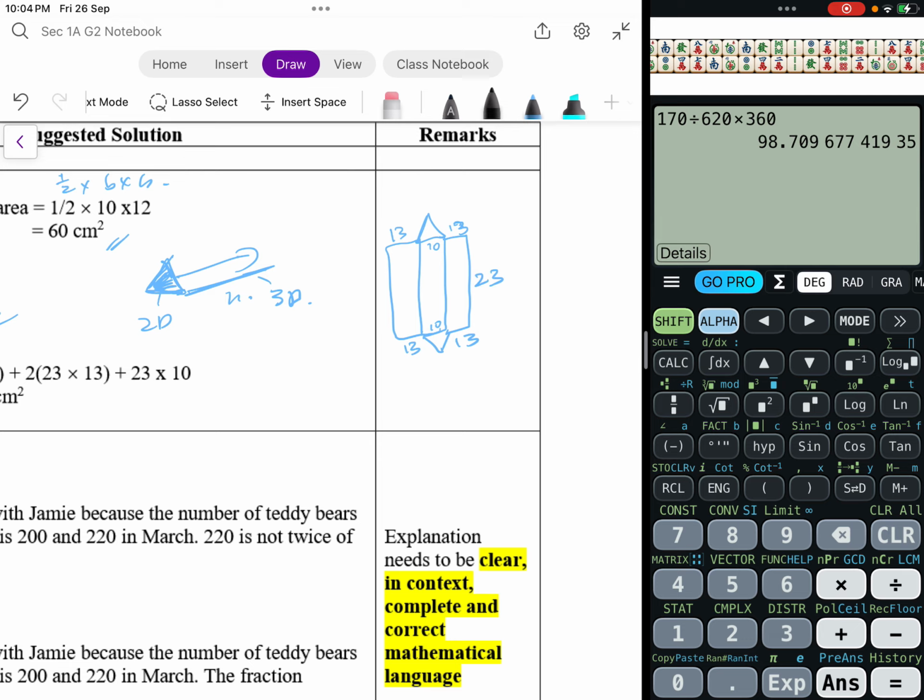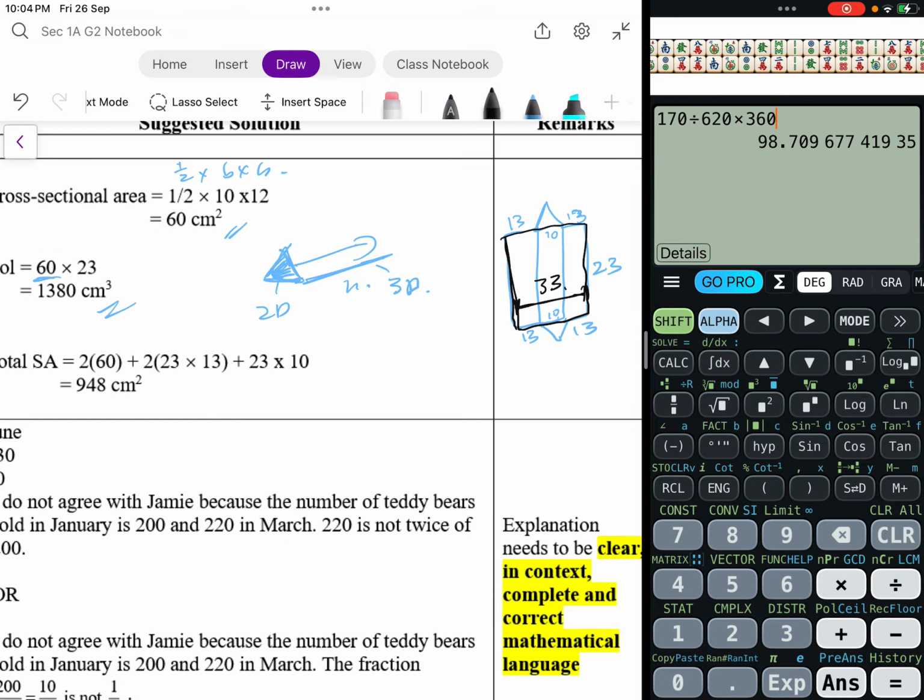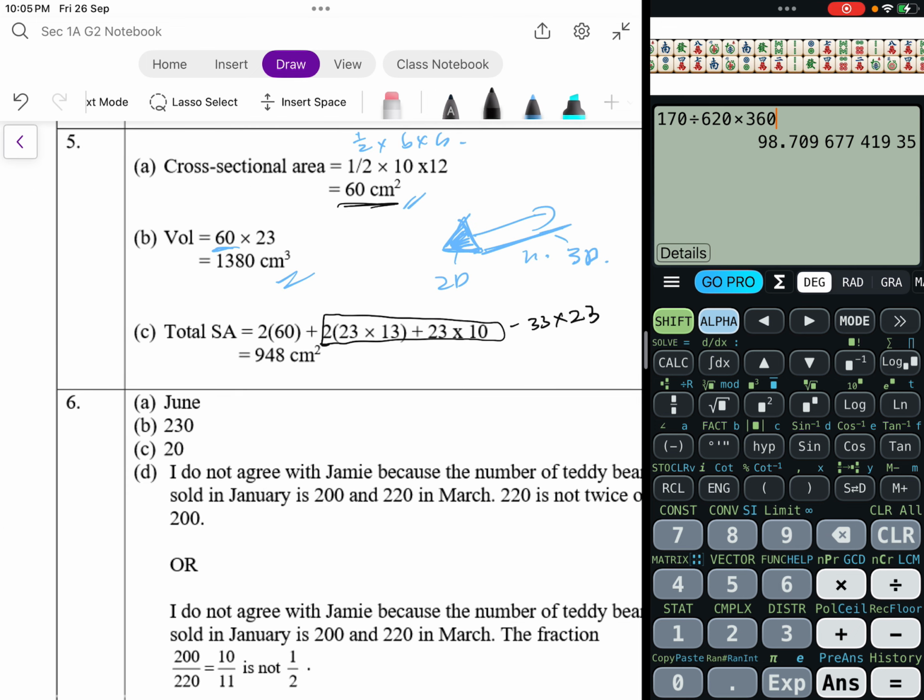Okay, so just look at it as one long rectangle. If you look at this one long rectangle, then this whole length here is actually 13 plus 10 plus 13, which is 36. So this one I can summarize as 36 times 23. Now I take this whole length times this whole breadth, then I add the 2 triangles at the sides. Each one is 60 cm squared. Then you get the answer.